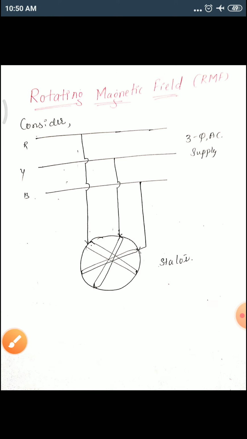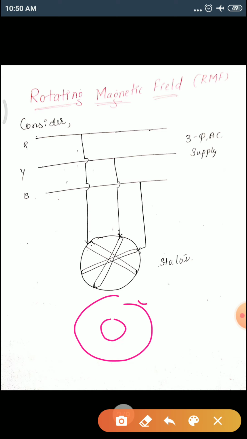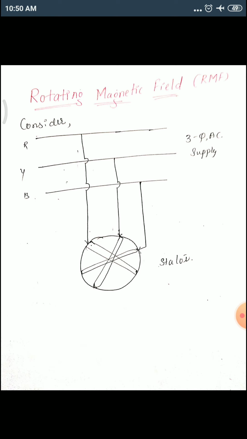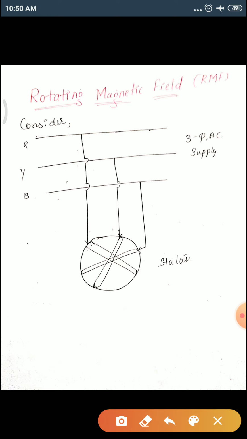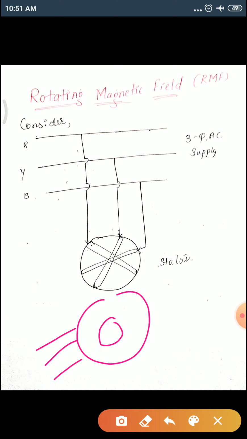Similarly, consider a three-phase induction motor. As we know, it consists of a stator and a rotor. This is the stator and a rotor, which will be mounted on the shaft. On the stator we are going to give the supply. As we know, the motor action is that if you give the supply to the stator, then the rotor starts rotating. We will discuss that in detail.